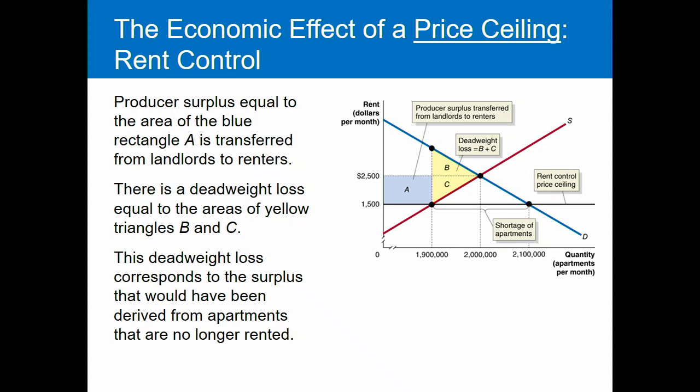This rectangle right here, the difference between the equilibrium price and the rent control price for all the units that get rented, goes from landlords to renters.